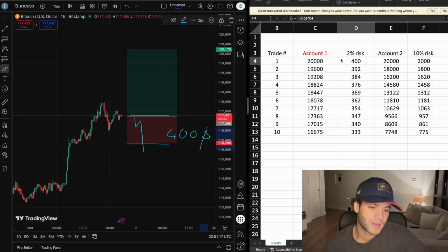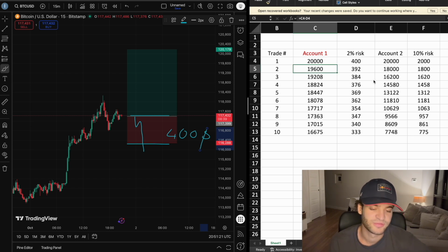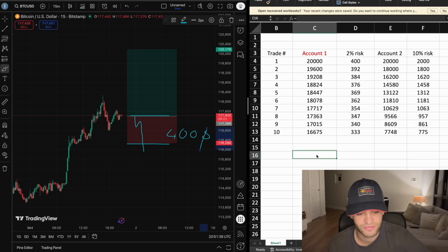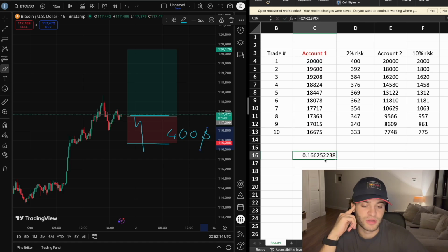So that means that after the first trade, we now have an account of 19,600. So now we risk 2% of what our remaining account is, which is 19,600, which is $392, and we lose again. And after losing 10 trades in a row, we remain with 16,675, which means that after 10 losing trades, by risking every time 2%, we have lost just about 16% of the account.